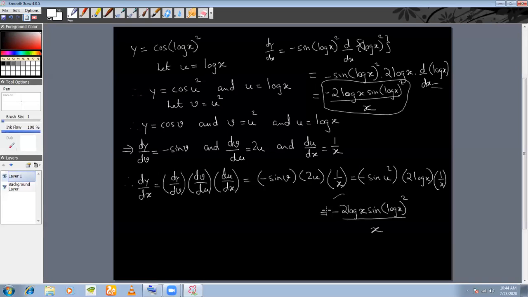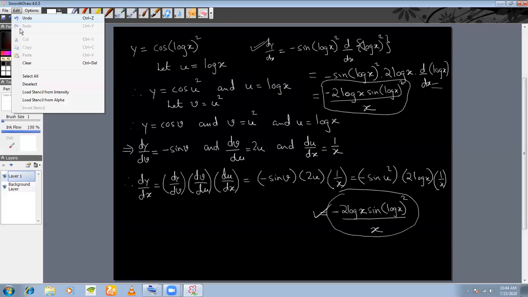This is what we had done directly, and this is by chain rule. In fact, we are applying the chain rule here too, but unconsciously, and here we are consciously applying the chain rule. Let us do the next one.